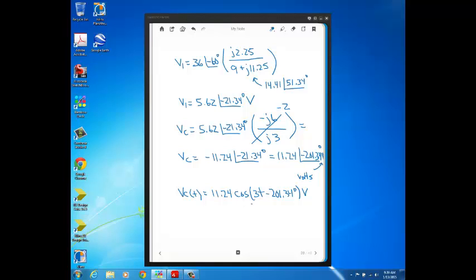Now, let's do one more problem here, and that will finish up AC circuit analysis as a topic, but we'll be doing more AC analysis for the rest of the quarter within the context of other topics.